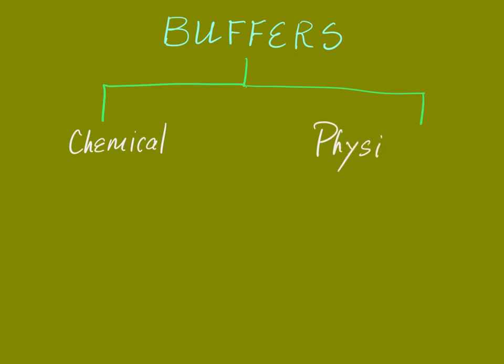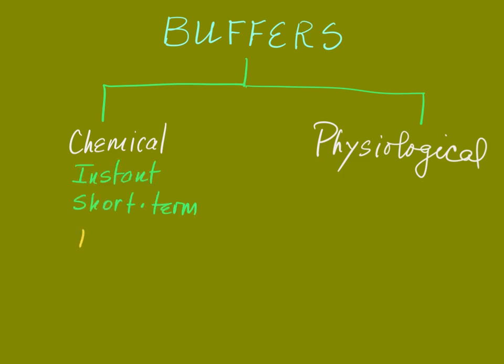We have two types of buffers that maintain acid-base balance. We have chemical buffers that we came across earlier, which are the bicarbonate and carbonic acid, and we have physiological buffers. Now, the chemical buffers are very fast. They are already in the blood, they're instantaneous, and their effect is short-term. Physiological buffers are slow to react, it may take days, and they are long-term.